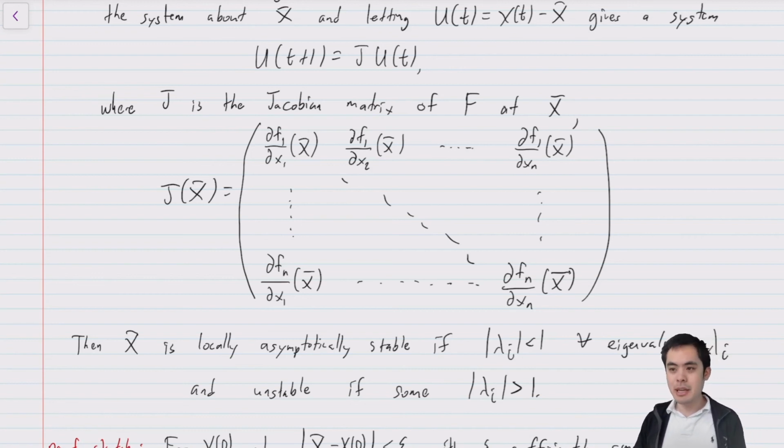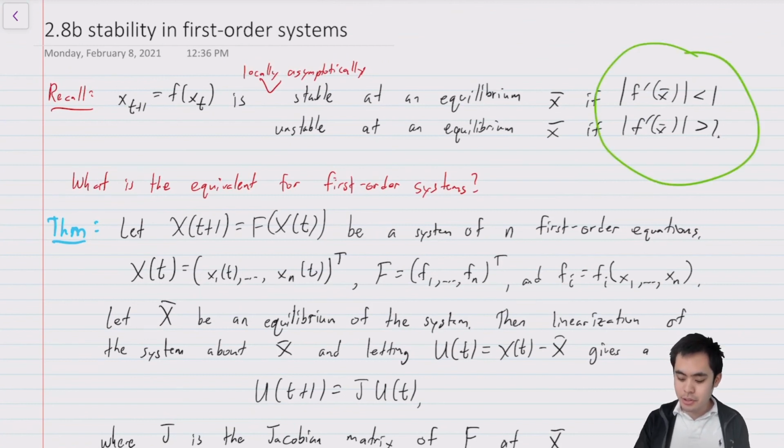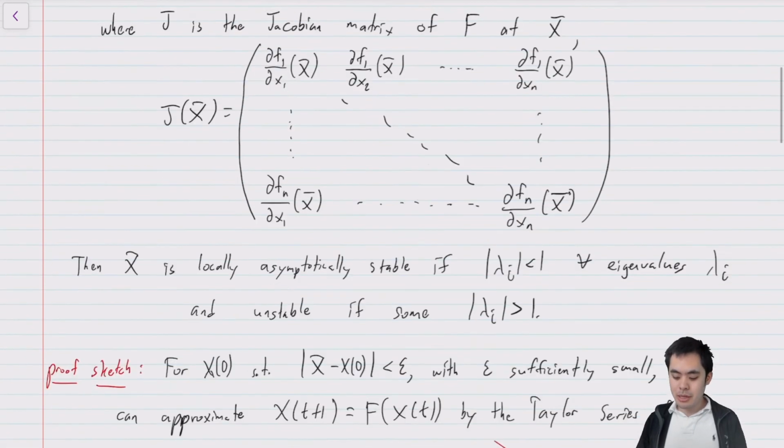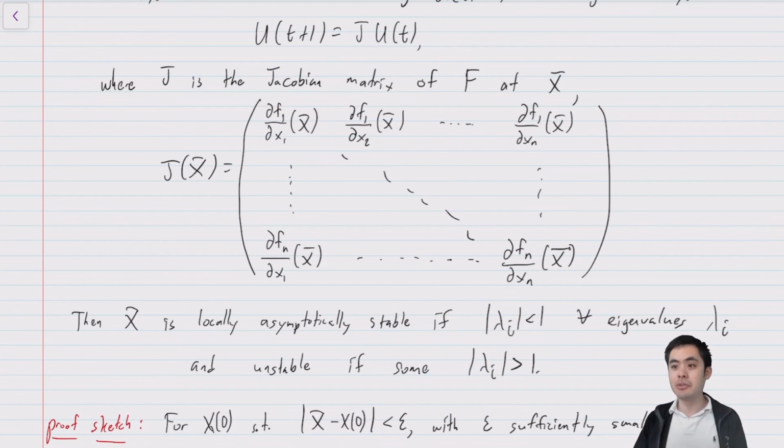And this is basically an analog of the first derivative test for a first-order equation. If the first derivative has magnitude less than 1, or greater than 1, that determines stability versus instability. And the equivalent thing is to look at the Jacobian matrix, which is the generalization of the first derivative to multivariable calculus. When it has an eigenvalue that's greater than 1, then it's unstable. And if all the eigenvalues are less than 1, then it is stable.